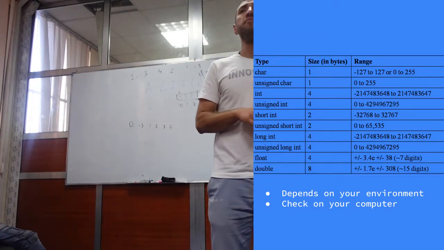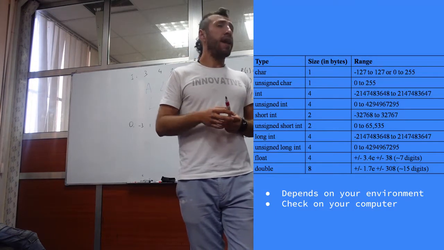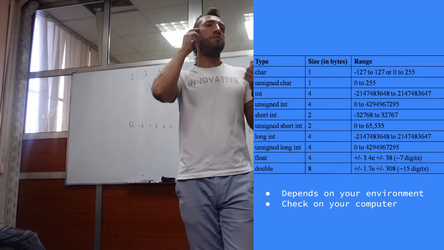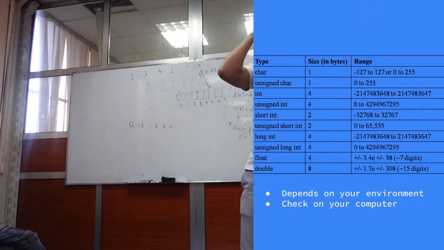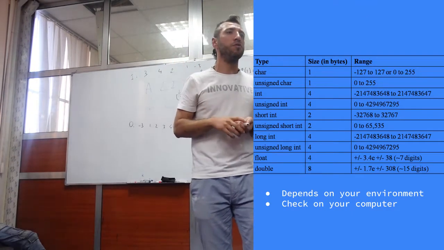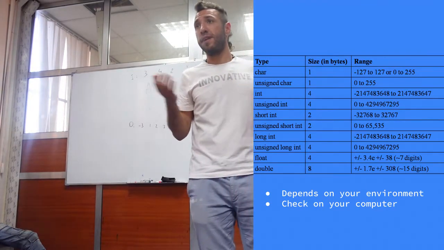And there is also a type called short int. The logic is again very similar. This time we have 2 bytes instead of 4 bytes. That's why the capacity is limited to 32,000 something. It is 2 to the power of 16, because in 2 bytes we have 16 bits, right?